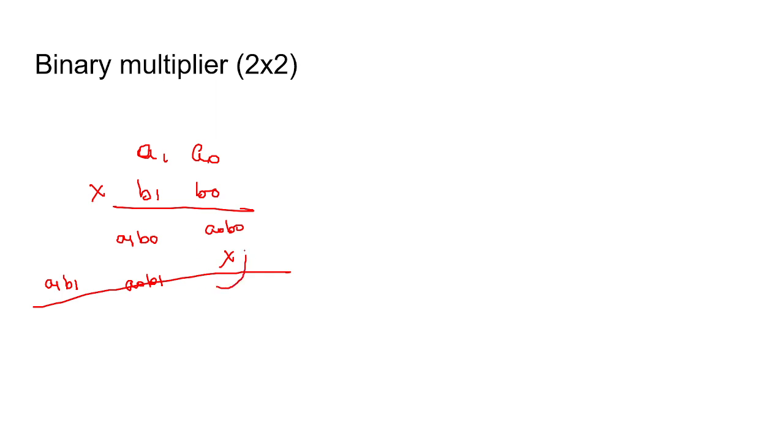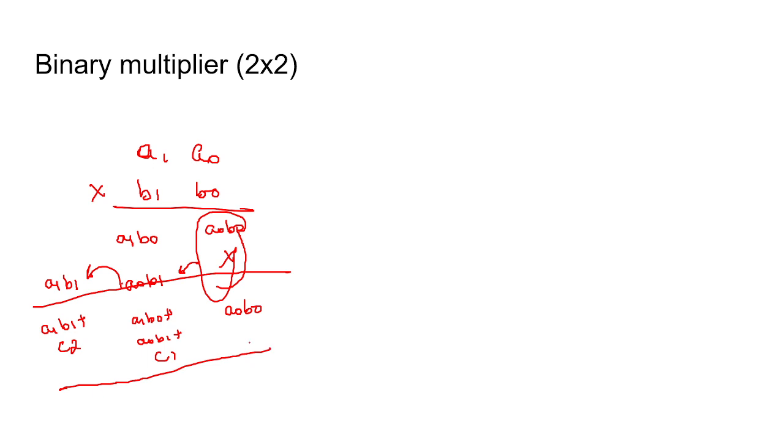Now I have to perform the addition. So I will get A0 B0, and with the carry I have to perform the addition. So I will get A1 B0 plus A0 B1 plus carry 1. This will give me some result which I will keep here, and the carry I will propagate to the next stage. So I will get A1 B1 plus this C2 carry. Is this clear? Fine.